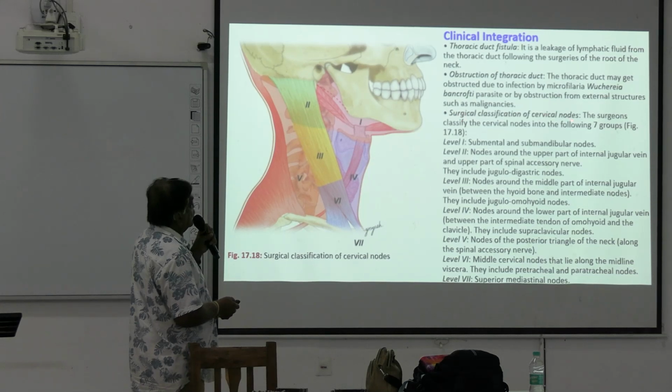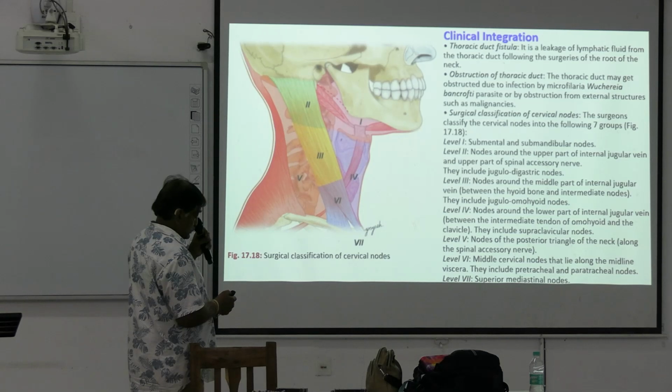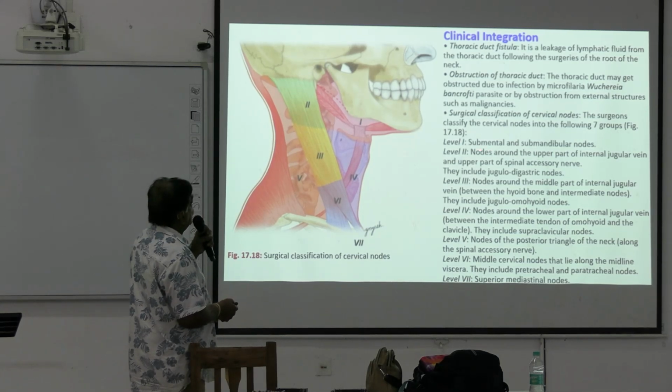Surgical classification of cervical nodes. The surgeons classify the cervical nodes into the following 7 groups. Level 1: submental and submandibular nodes. Level 2: nodes around the upper part of the internal jugular vein and upper part of the spinal accessory nerve. They include jugulo-digastric nodes.